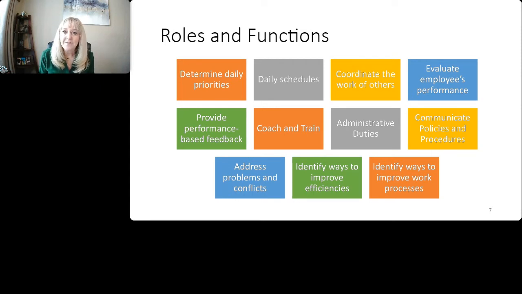Address problems and conflicts. Sometimes it does not need to reach to the managerial level, to the chief operating officer, the CEO, because you can address it at the level you're at. You just have to determine that.